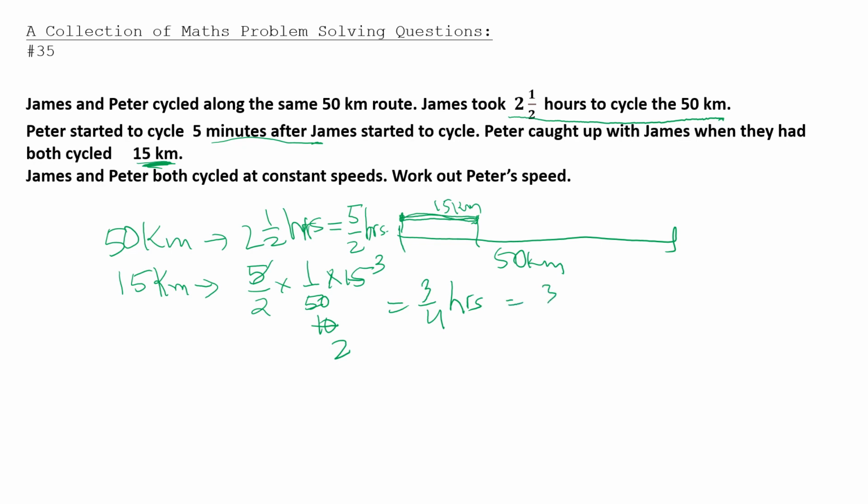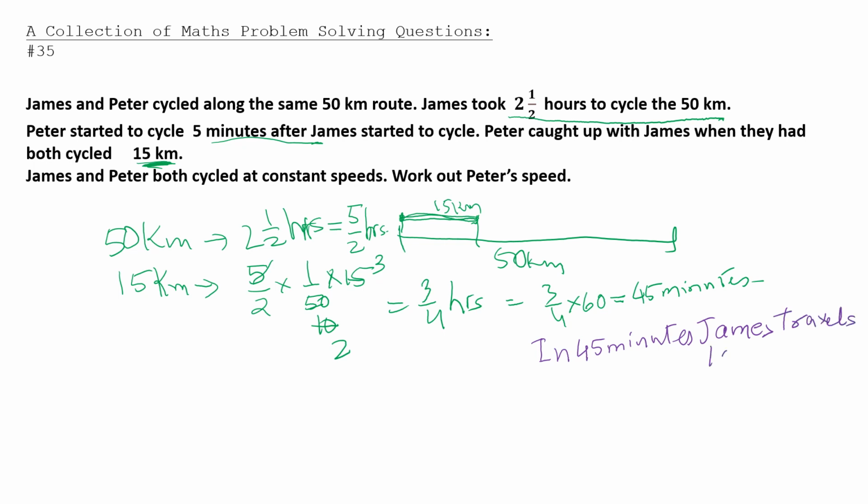And that is 3/4 times 60, and that is 45 minutes. So in 45 minutes, James travels 15 kilometers. So if I can write that in, 45 minutes, travels 15 kilometers.